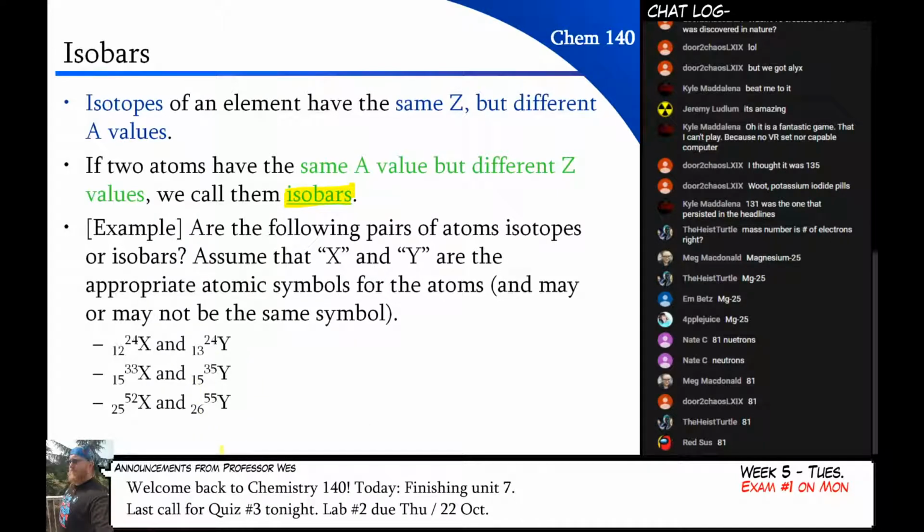In these pairs below, what you want to do is look at the two and say, are they isotopes or are they isobars? So in this first pair right here, you'll notice that the top number, which is A, is the same, but the bottom number is different.